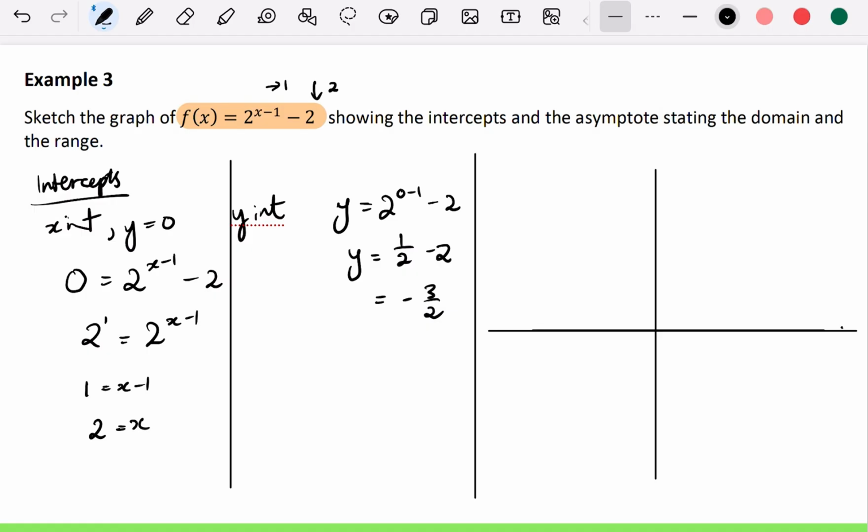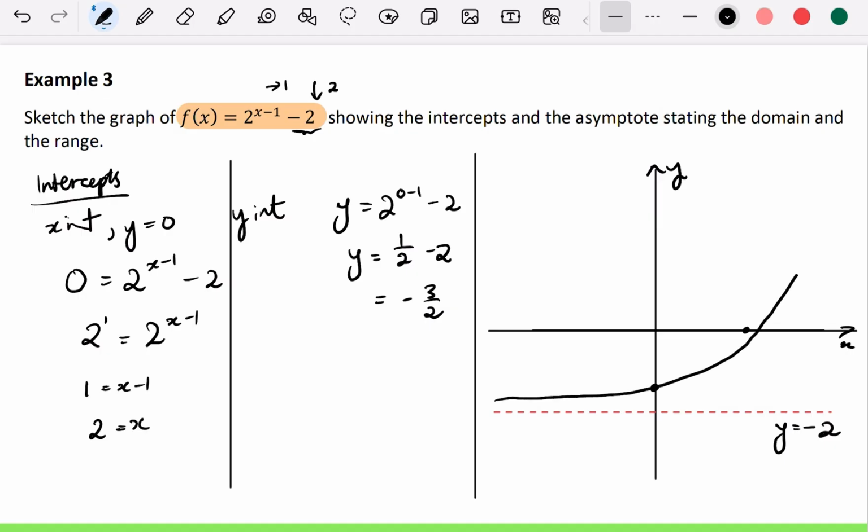All right, so that's x, y. Now the asymptote is always going to be this value over here. It's gone down by 2. So that'll be y is equal to -2. And then we can go ahead and put in our intercepts. So we would have 1 at 2, and the y-intercept would be at -3 on 2. Then we will draw in our exponential graph to look something like this. 2, 0, 0, -3 on 2.